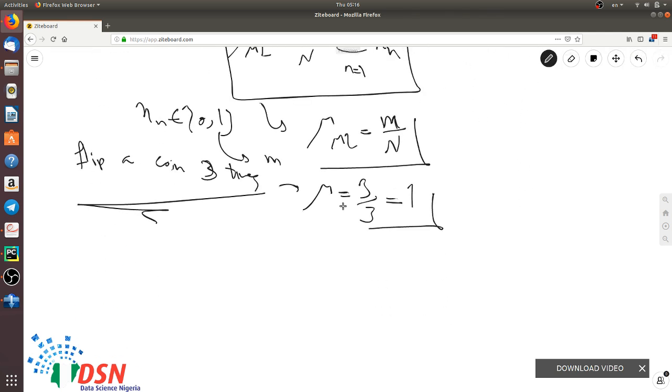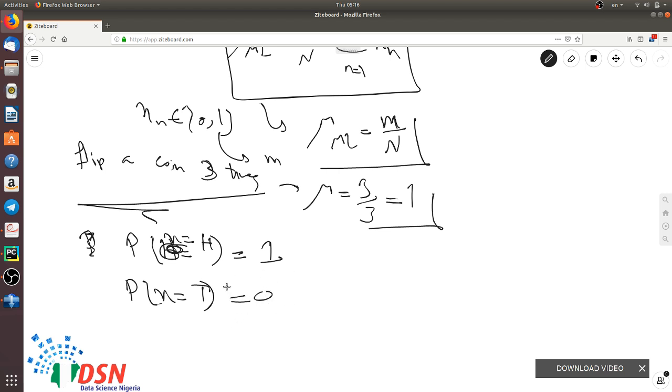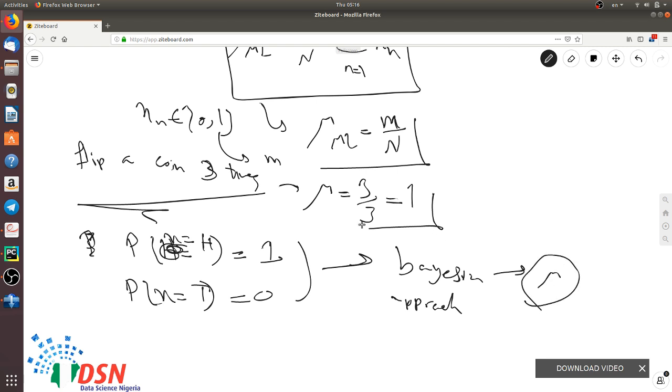But we know that this makes no sense, at least in common sense it is unreasonable, because P of X is head being 1 means that P of X is tail is 0, and this is not very logical. So this is one of the reasons that we use the Bayesian approach. In the Bayesian approach, we consider a prior for mu, so we will not get 1 after just 3 trials. This is one reason we use the Bayesian approach instead of maximum likelihood sometimes.